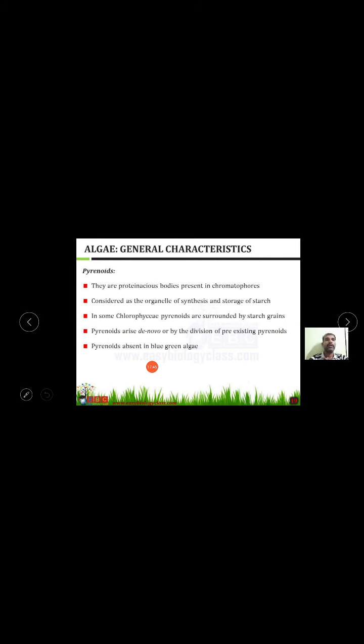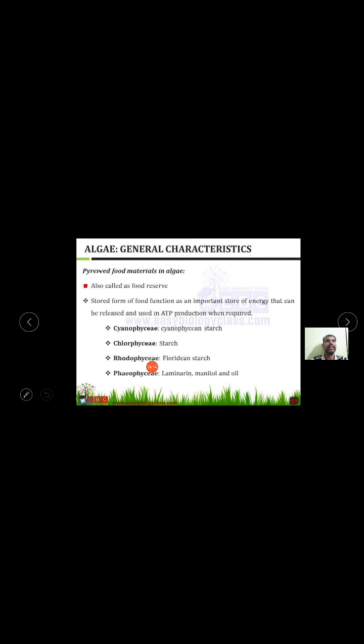Pyrenoids are proteinaceous bodies present in the chromatophores, considered organelles of synthesis and storage of starch. In some chlorophycean members, pyrenoids are surrounded by starch grains. So, very important: pyrenoids are the storage of starch, especially in algae. Pyrenoids arise de novo or by the division of pre-existing pyrenoids, and pyrenoids are absent in the blue-green algae. That is also very important. Pyrenoids are completely absent in cyanobacteria members like BGA.